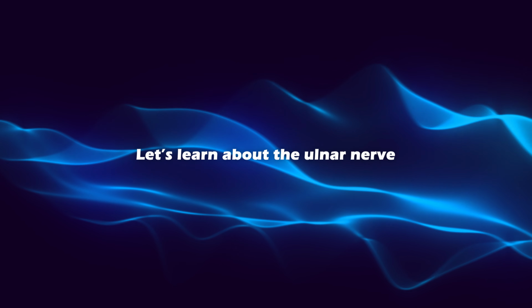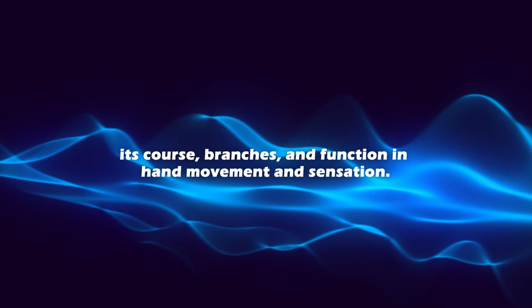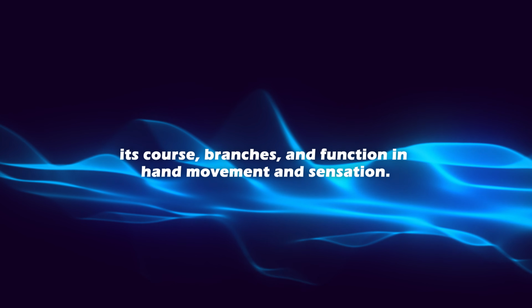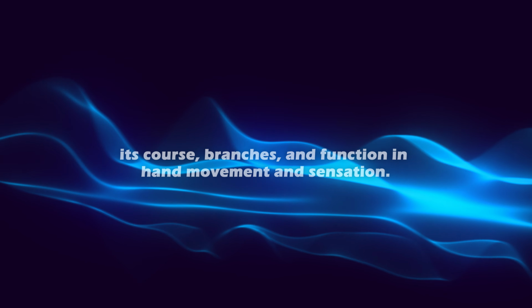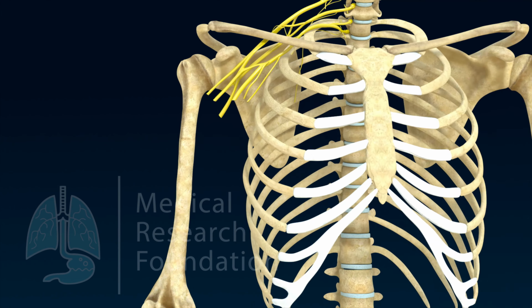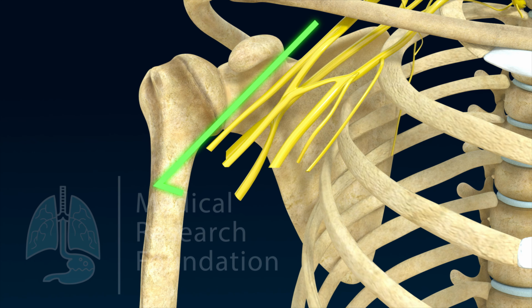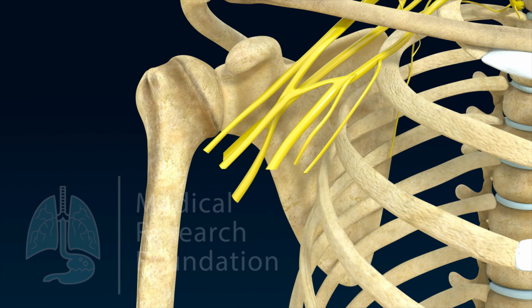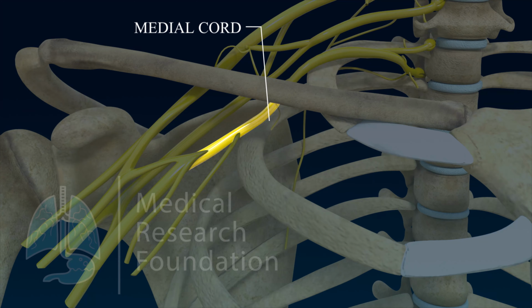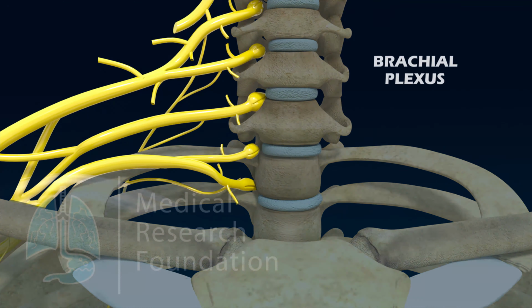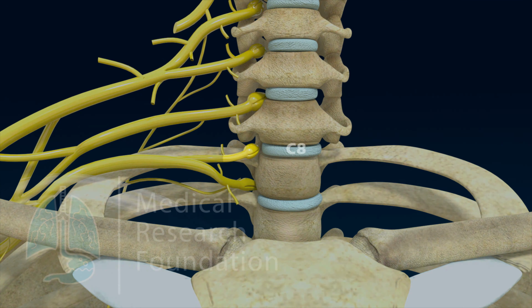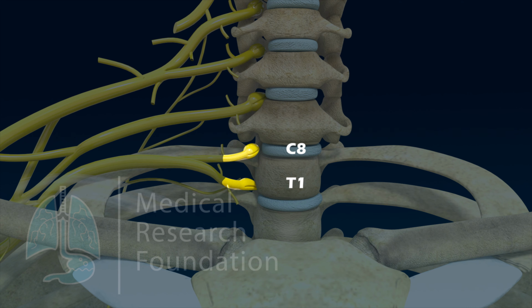Let's learn about the ulnar nerve, its course, branches, and function in hand movement and sensation. Ulnar nerve. The ulnar nerve arises in the axilla, from the medial cord of the brachial plexus, C8 and T1.